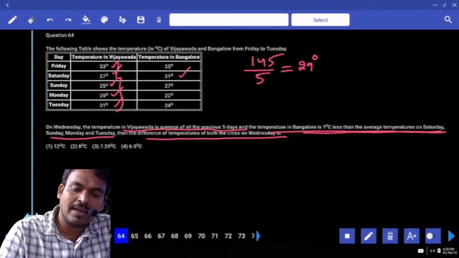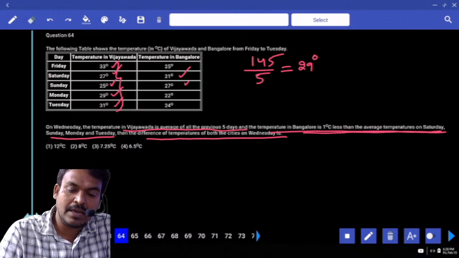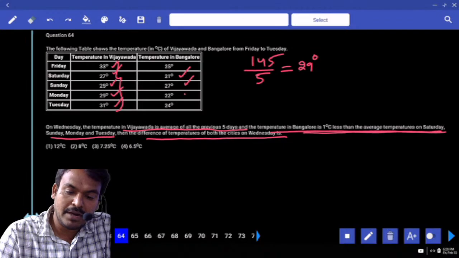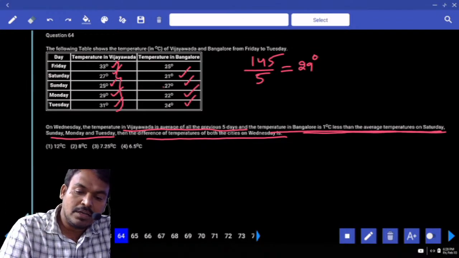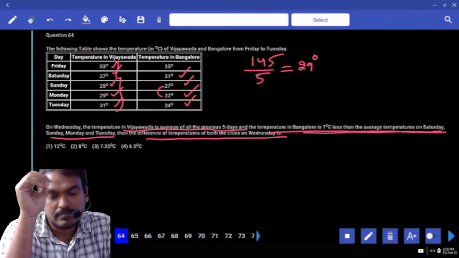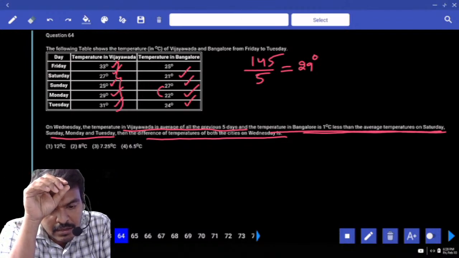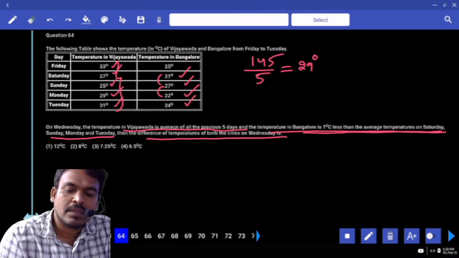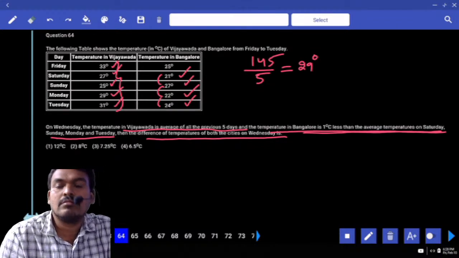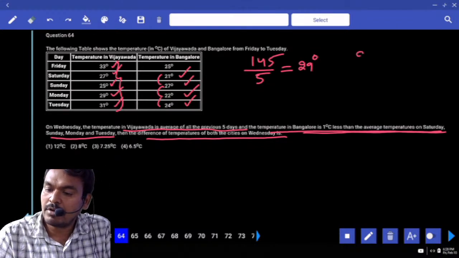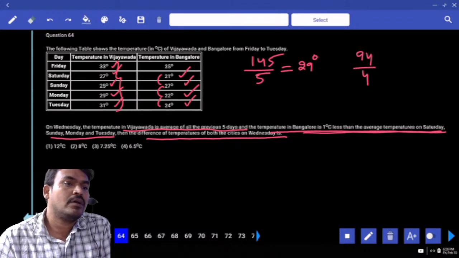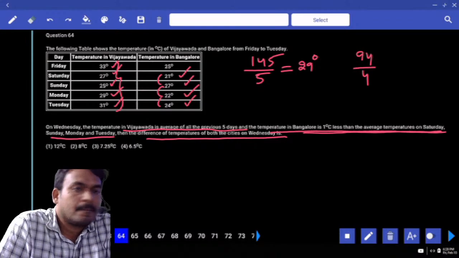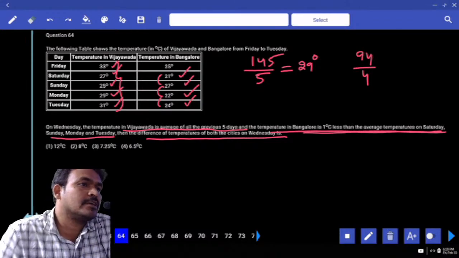What is the Saturday value of Bangalore? 21. Sunday 27. Monday 22. Tuesday 24. 27 plus 22, 49 plus 21, 70 plus 24, 94. 94 is the sum value. But average means divide by 4. What is the half of 94? 47. Half of 47?